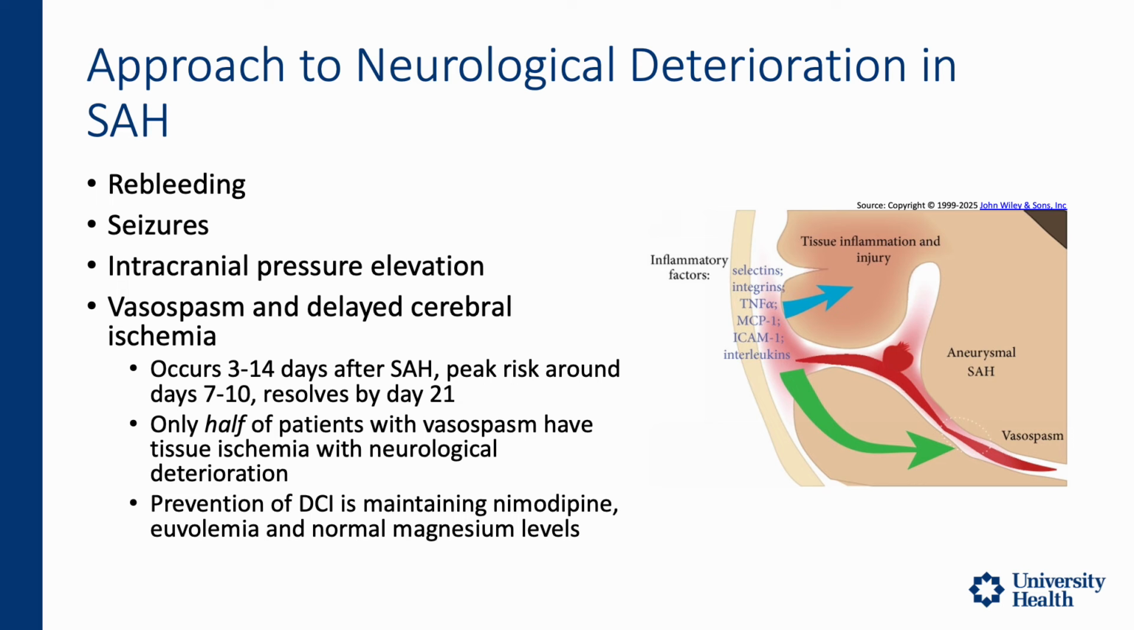Vasospasm is going to be a big one, and delayed cerebral ischemia. So vasospasm occurs in about 3 to 14 days after subarachnoid hemorrhage. Specifically, once again, the higher grade the patient has on the modified Fisher score and the Hunt and Hess score, the higher risk they're at of having vasospasm. And what is vasospasm? What is that?